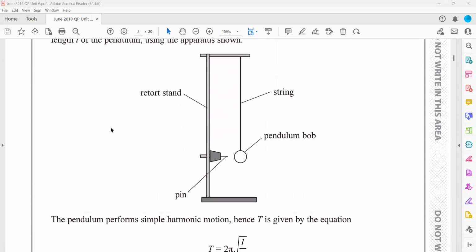Why at the center? Why not at the edges? For example, say a pendulum is oscillating. Why did we not place a marker at the extreme position? Why do we place the marker at the mean position, the center position? What is the reason for that?